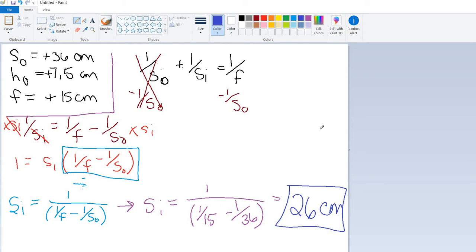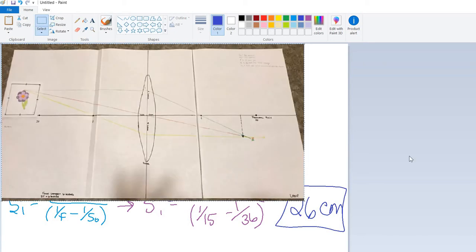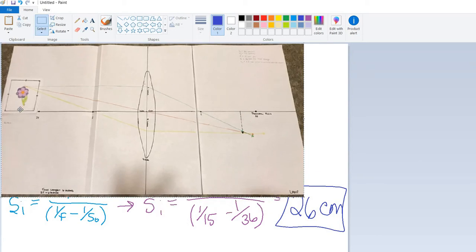Now you can also double check your work if you look at your poster. Now if you didn't calculate it right, you're going to have some goofy value that might not make sense. With my image distance, it was 36 centimeters going from the center of my image here to the center of my lens. And then it's 26 centimeters from the center of the lens to my image.